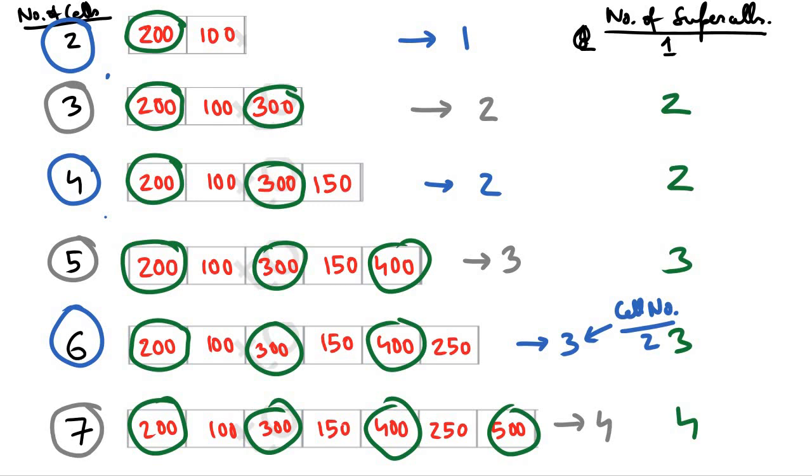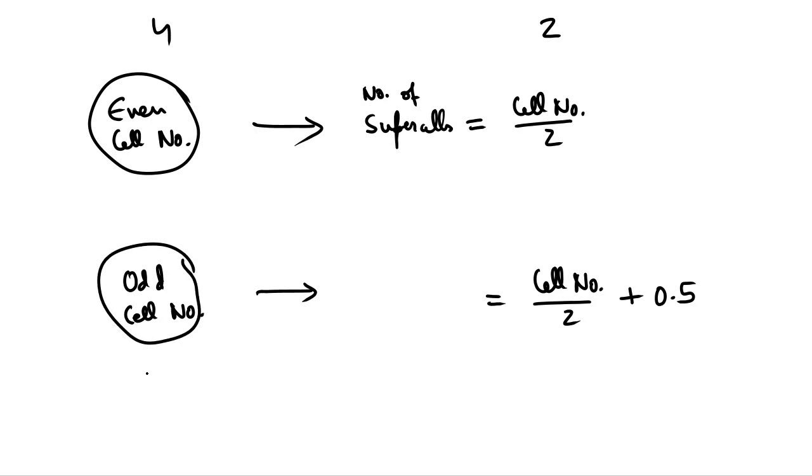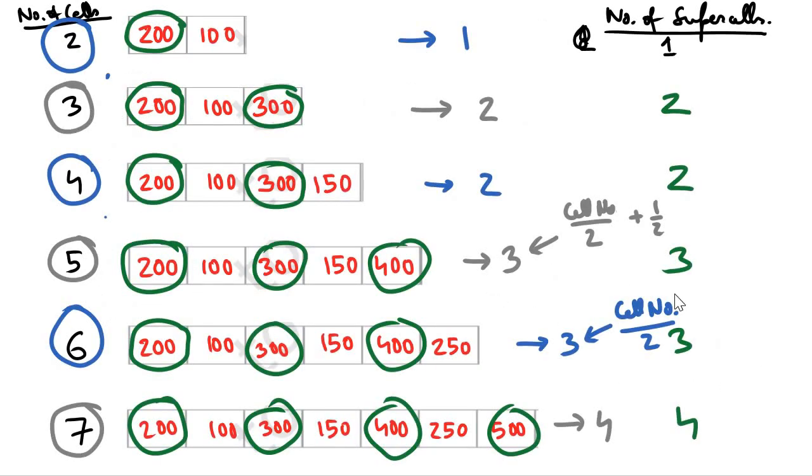So in this case you see the rule is something like this: cell number divided by 2 plus half. Let me write it down in a much better way. See, I have written it. In the case of an even cell number, say 4, the total number of supercells was 2, and in the case of an odd cell number, say 7, the total number of supercells was 7 by 2, which is 3.5, plus 0.5, which is total 4. See, this is what we found.